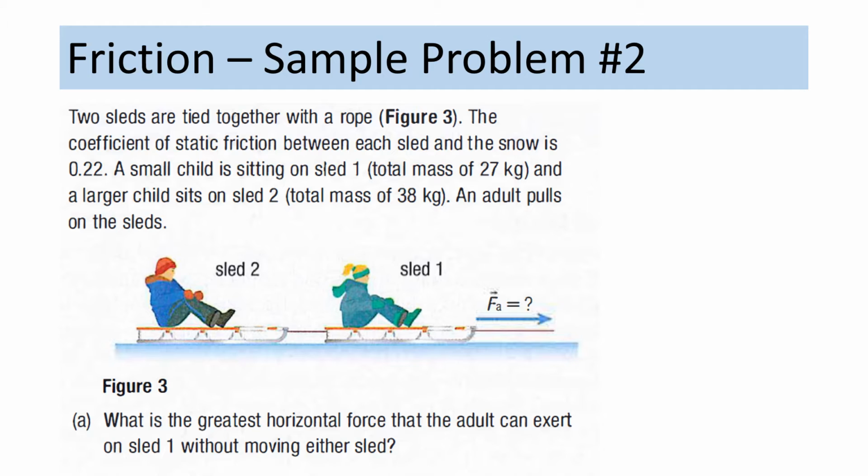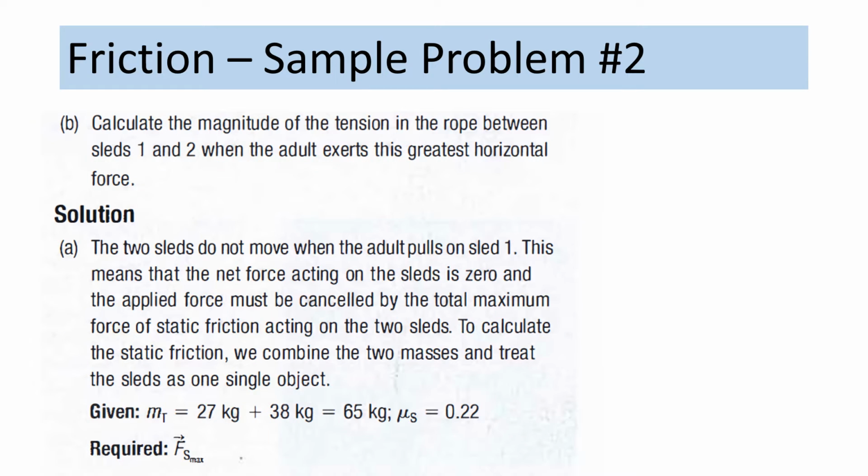An adult pulls on the sleds. A. What is the greatest horizontal force that the adult can exert on sled 1 without moving either sled? B. Calculate the magnitude of the tension in the rope between sleds 1 and 2 when the adult exerts this greatest horizontal force. Now let's look through the solution.